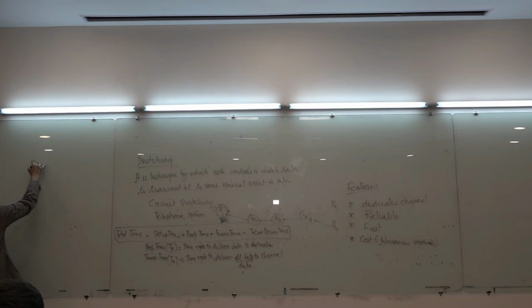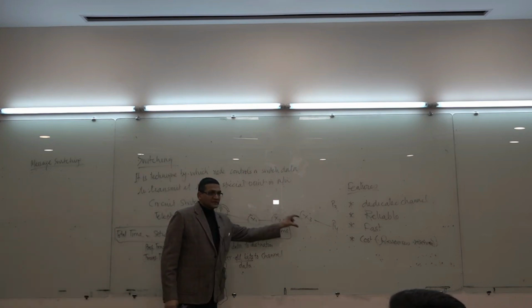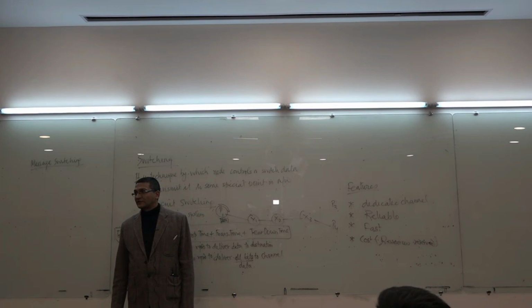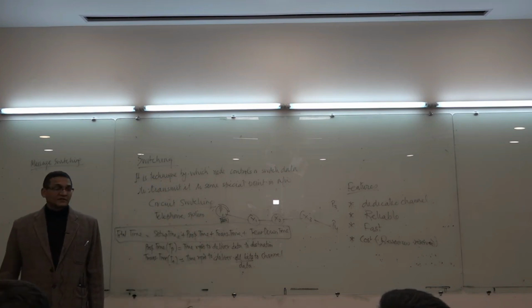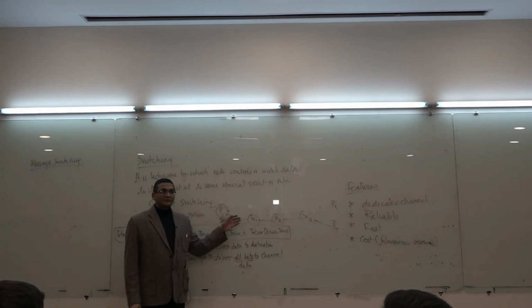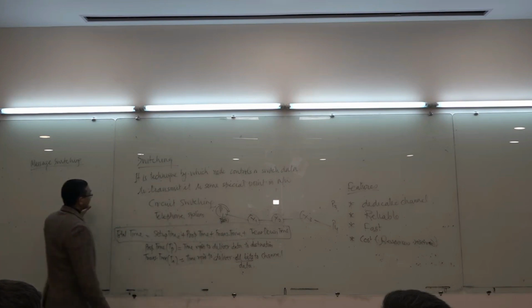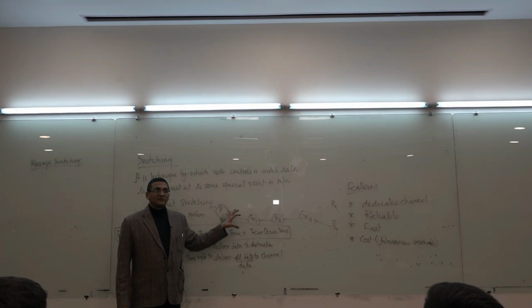Then we have something called message switching. Now in message switching, there is no need to reserve the path. We are not holding the resources. The resources are free for everyone. Now as we have seen in the previous case, once the path is established, it is only dedicated for the two parties who are involved in communication. Other parties cannot use this. But in message switching, we are not going to reserve the path.